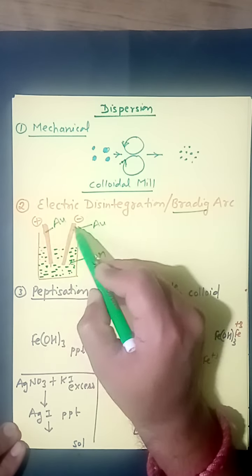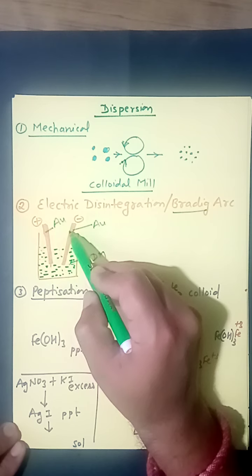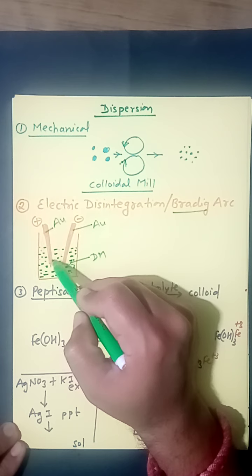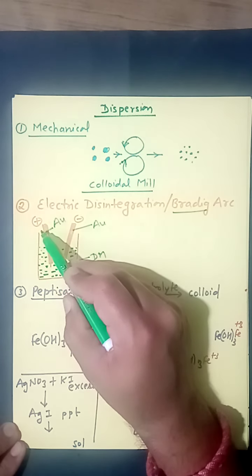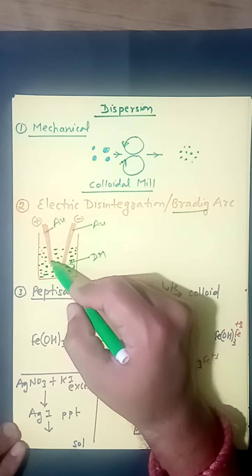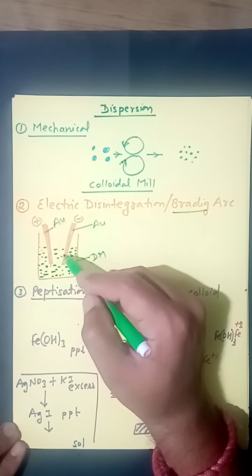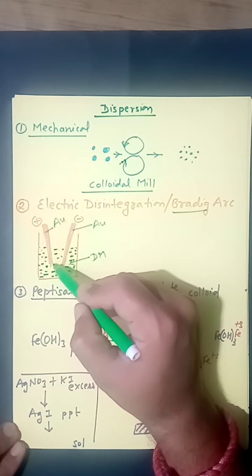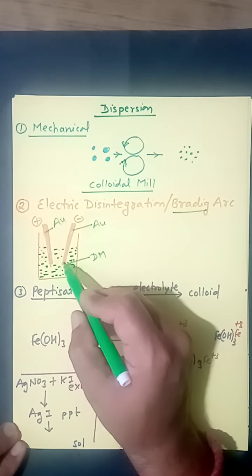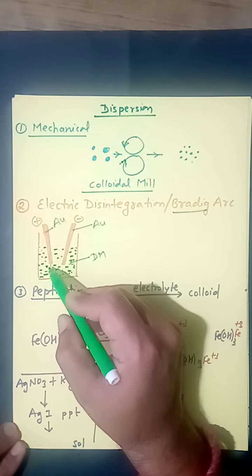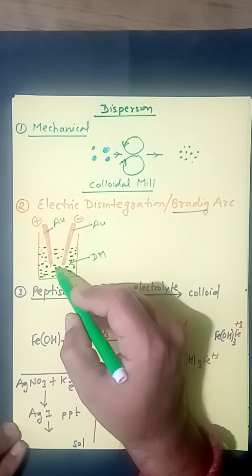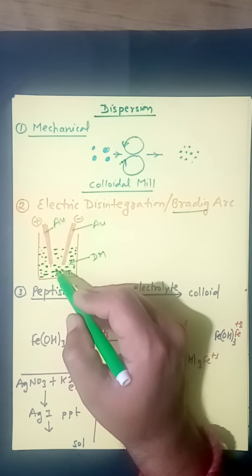When an electric arc is produced between these two electrodes, how can we produce an electric arc? We will connect these two electrodes, and as soon as you connect the positive and negative terminals, as you have seen in day-to-day life, a spark is produced. Spark means a very high temperature. At this high temperature, some of the gold particles will vaporize, but because they are suspended in dispersion medium, these particles first vaporize, and in a very short time they cool down because they are suspended in dispersion medium.